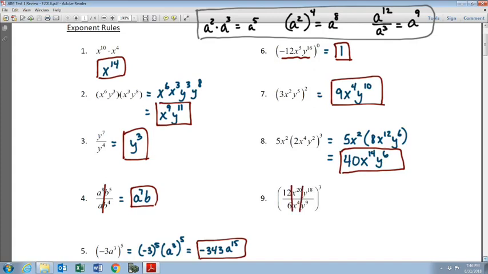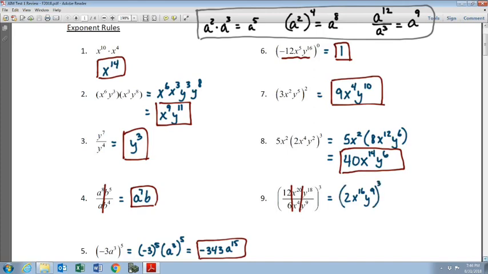Notice 12 over 6, that's just a fraction to be reduced. In fact, 12 divided by 6 is 2. X to the 20th over x to the 4th, we're going to subtract our exponents using the quotient rule here, and we get x to the 16th. And then y to the 18th over y to the 9th, we're going to subtract our exponents. We get y to the 9th. Don't forget though, all of this has to be cubed.